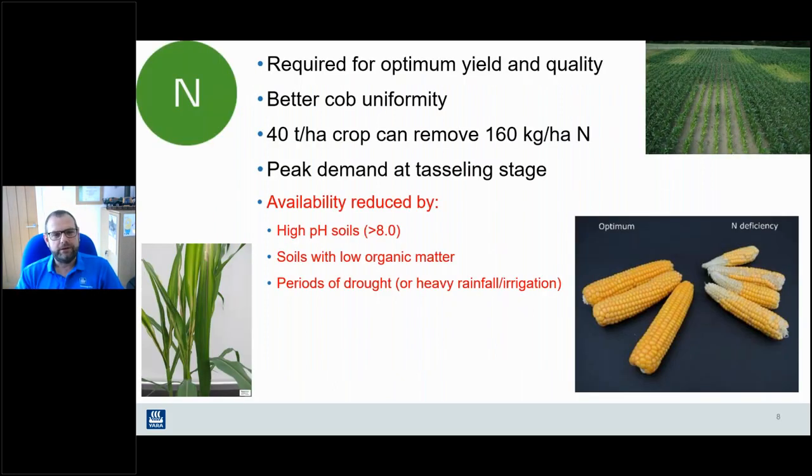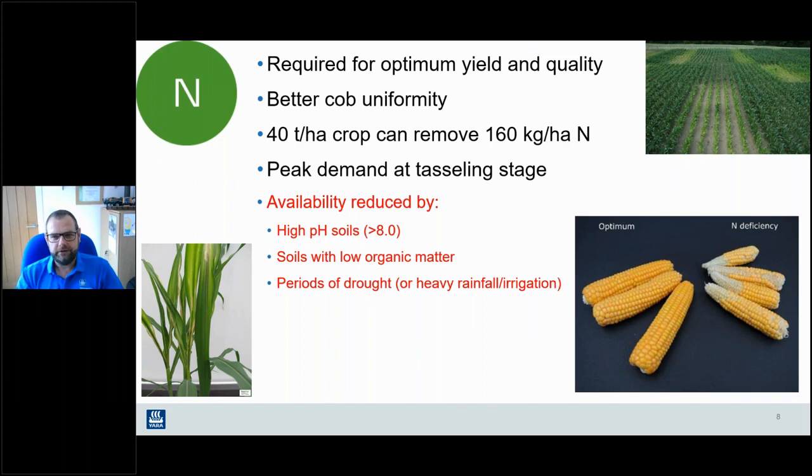So when we look at the individual nutrients, they all have a key role to play. The majority of nutrients, particularly the macros, are all around optimum yield and quality. You can see from these pictures what happens when nitrogen is limiting. The bottom right picture, optimum nitrogen, better cob uniformity.